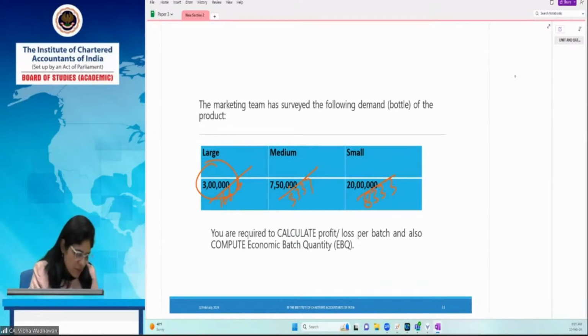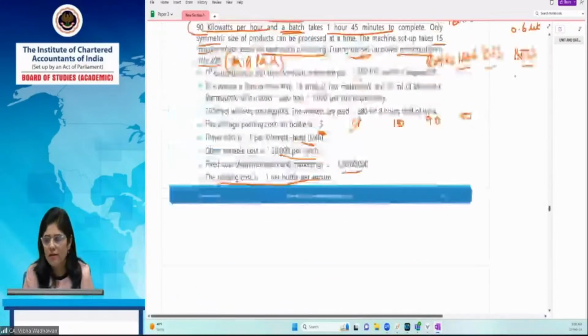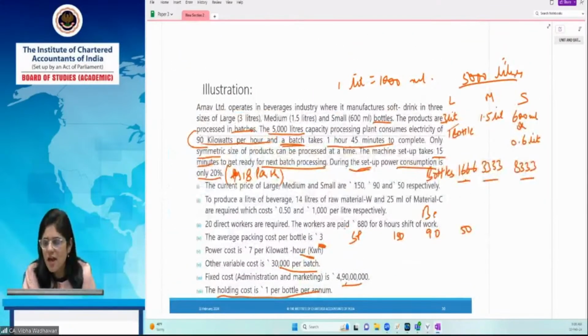So if one batch takes care of 1,666 bottles, how many batches or setups we require? So 3 lakh divided by 1,666. At one time, 1,666 bottles are produced. And the demand is 3 lakh bottles. So how many runs? 180 setups we require or 180 batches we require. Clear? So batches are 180.